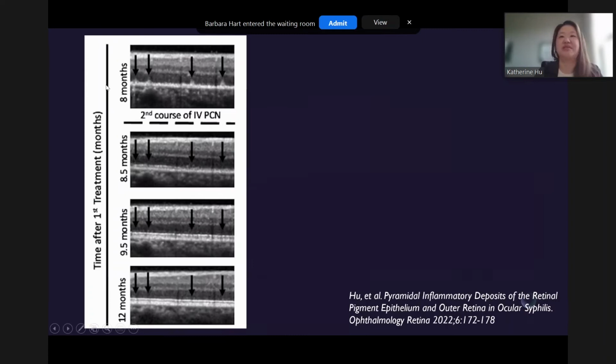And he also had an uptrending RPR titer despite not having any additional exposure. However, after undergoing a second round of IV penicillin alone, the pyramidal deposits completely resolved as early as 2 weeks after his initial dose, and his vision returned to 20/20. And you can see here that the arrows correspond to the anatomic location of the lesions and resolution after treatment.